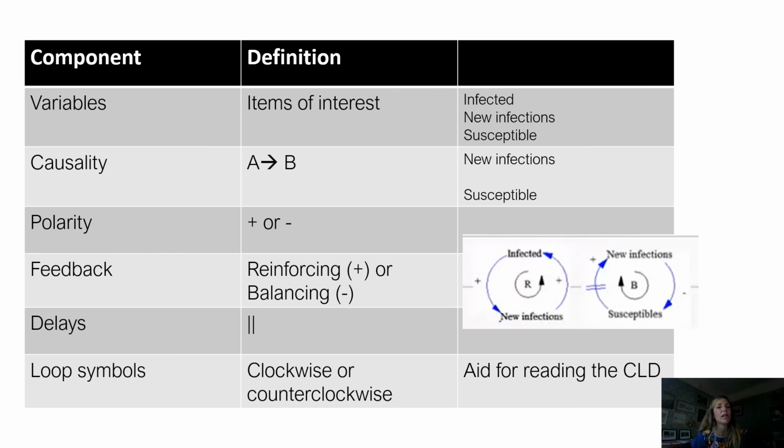So sometimes the relationship between variables is characterized by delays, so A can affect B, but it might take some element of time before that's happening, and that can also be symbolized in the diagram. And finally, the loop symbols are an aid for reading the causal loop diagrams, especially as diagrams become more complicated and more variables and relationships are added.